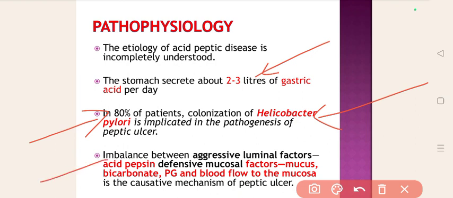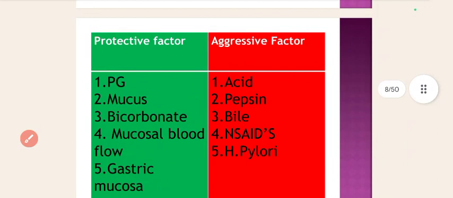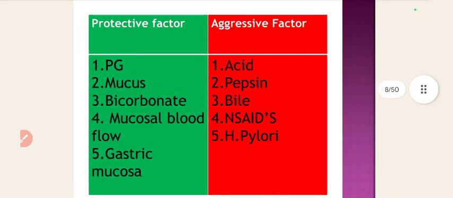Now, there is one more reason. Imbalance between aggressive luminal factors like acid and pepsin and defensive mucosal factors like mucus, bicarbonate, prostaglandin, and blood flow of the mucosa. These are the causative mechanisms for the peptic ulcer. Now you'll understand better. These are the protective factors, and these are the aggressive factors.